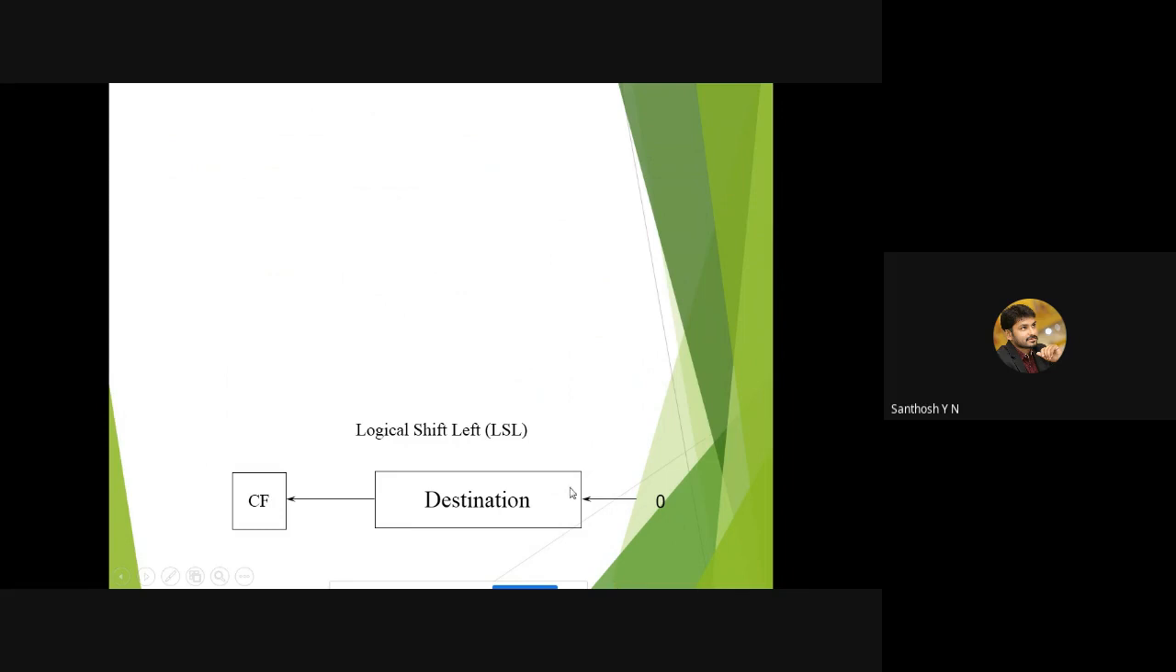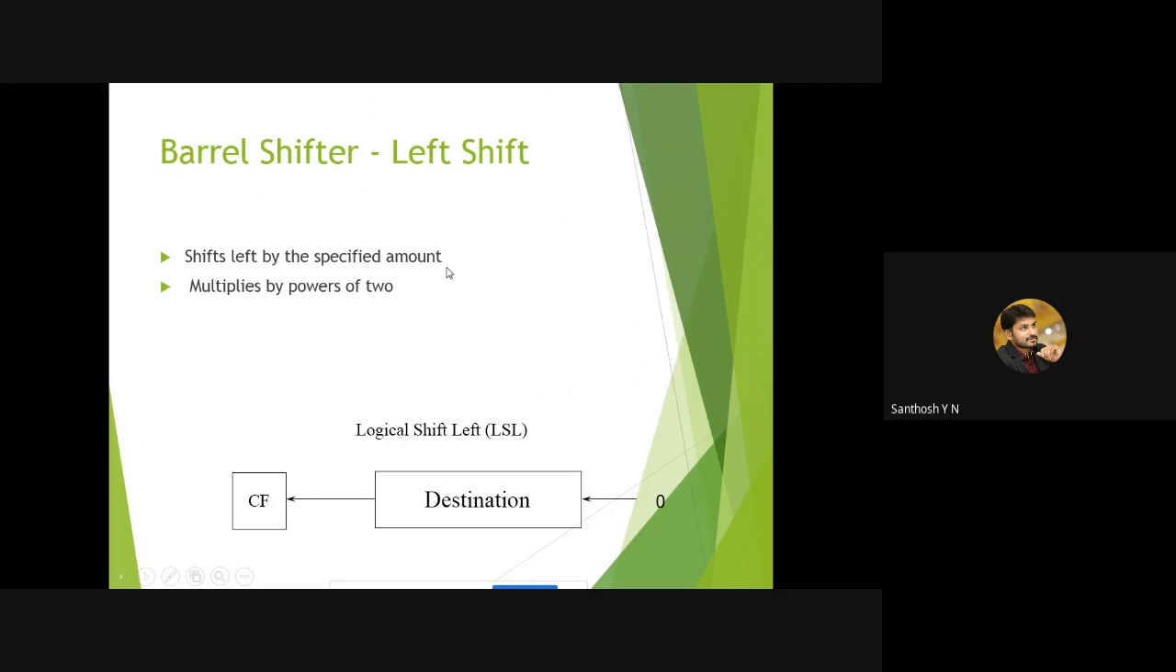If you observe this diagram, the LSB will be loaded with 0, and the MSB, the 31st position, will be moving into the carry flag of your CPSR register. This is how the left shift operation happens with the help of the barrel shifter. Shifting left by a specified amount multiplies by a power of 2. So if you want to perform a logical left shift one time, it multiplies the data by a power of 2. I'll explain with a simple example, then you will understand.